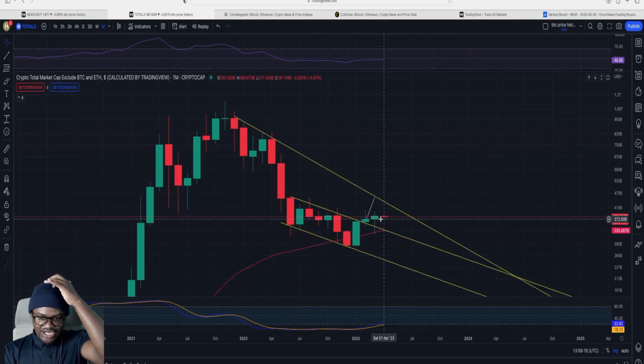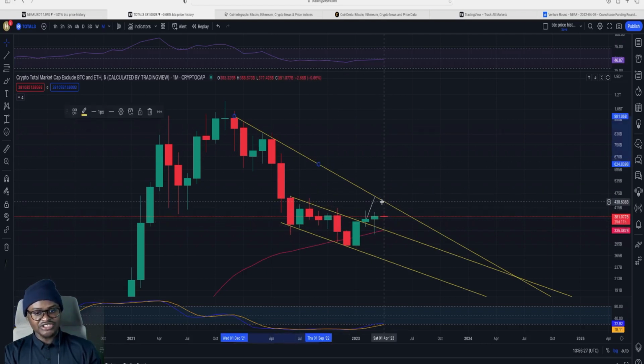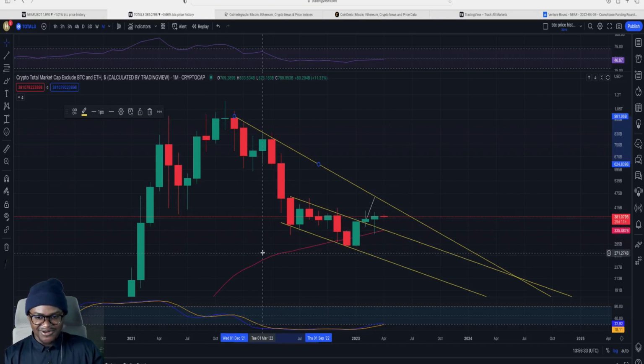So according to this chart, we can see that the altcoin market is not really doing that badly, but it has not broken out from that downward sloping trend line that dates back to the all-time high, not the altcoin high.